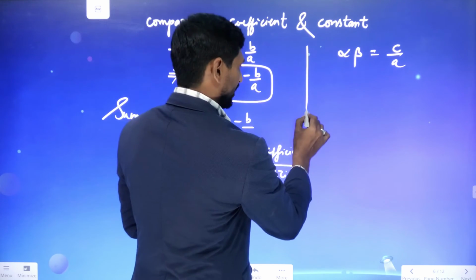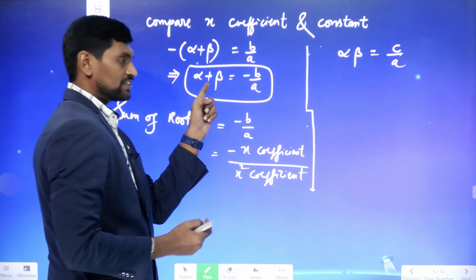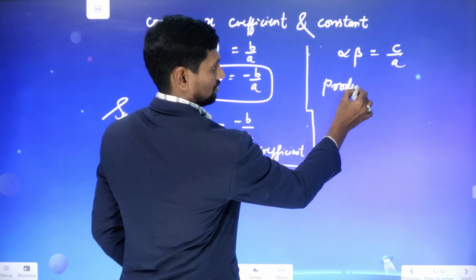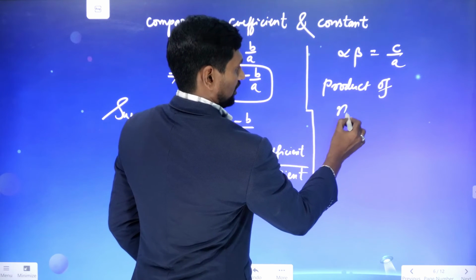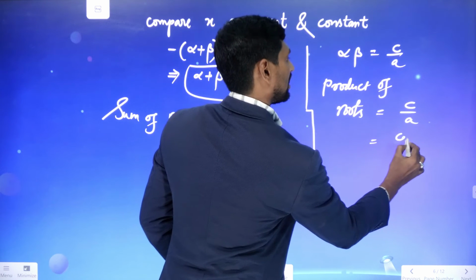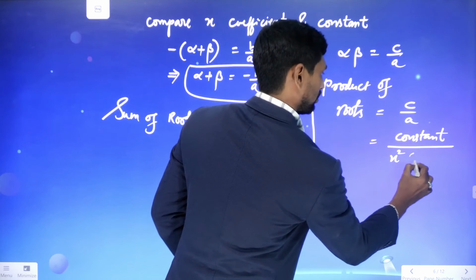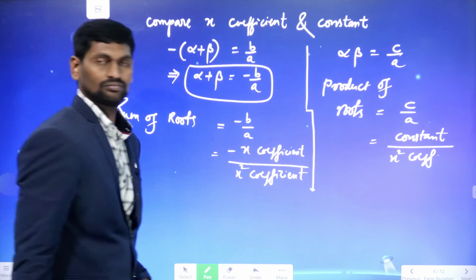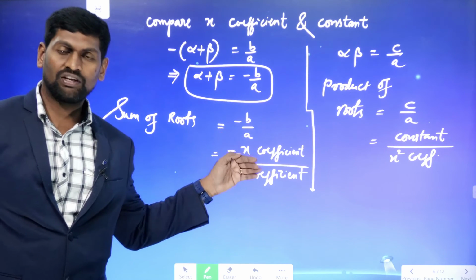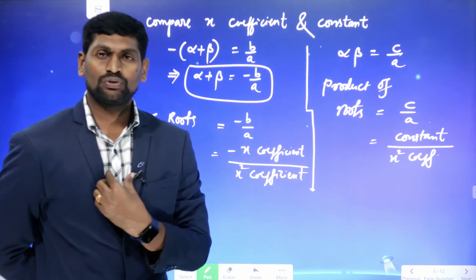Next, alpha into beta means what? Alpha is one root, beta is one root. When both are adding, the sum is coming here. Both are multiplying, so product. Product of roots equal to c by a. C means what? Constant term. A means x square coefficient. Okay na? Sum of roots minus b by a. Formula you should remember. Sum of roots equal to minus b by a. Product of roots equal to c by a.